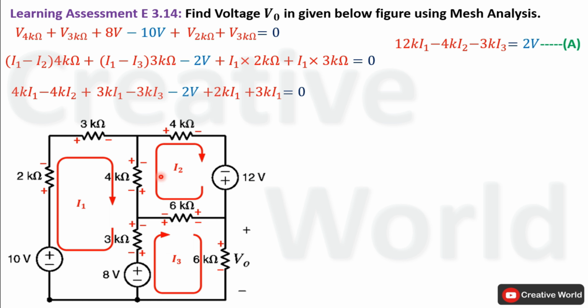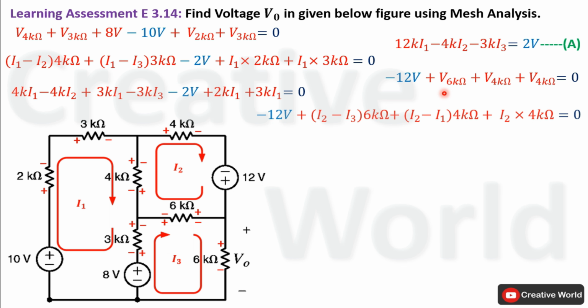Move towards the second mesh. Now we will apply Kirchhoff's voltage law inside this second mesh. Start from here. Current entering terminal is negative, so 12 volt will be taken with negative sign. Next, current entering terminal is positive, so voltage across this 6 kilo ohm resistance will be taken with positive sign. Next, current entering terminal is positive, so voltage across 4 kilo ohm resistance will be taken with positive sign. And at the end, current entering terminal is positive, so voltage across 4 kilo ohm resistance will also be taken with positive sign. Now replace these voltages with their respective equations.